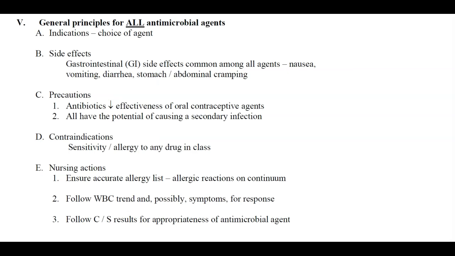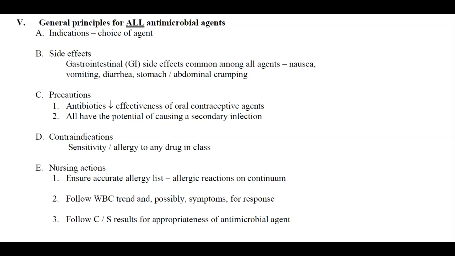So, general principles for all antimicrobial agents. Here we're just going to talk about general antibiotic use, indications, and so on. Indication just depends on the agent, right? Certain agents are more appropriate for very specific types of infection. Now, very common side effects of antimicrobial agents include gastrointestinal side effects, basically nausea, vomiting, diarrhea, and stomach and abdominal cramping. These are the most common side effects of antimicrobial agents in general.